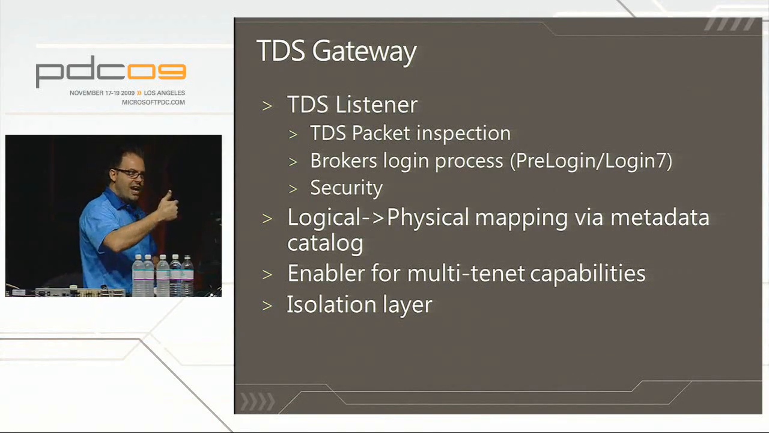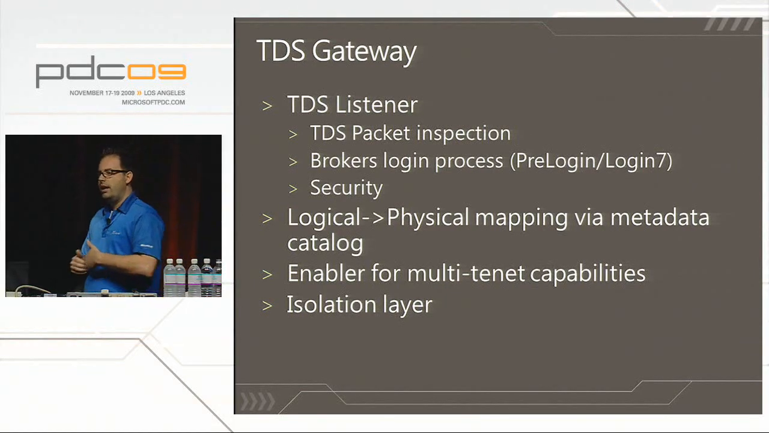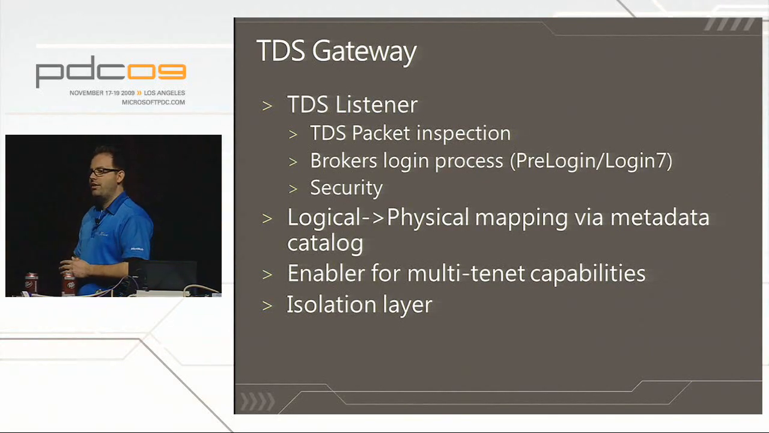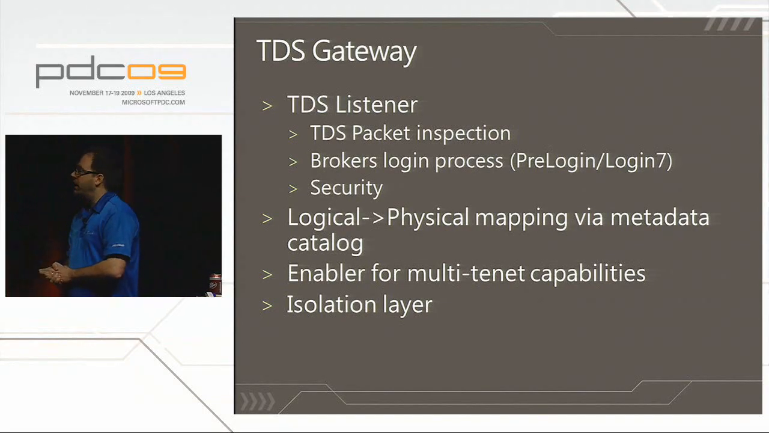Finally, we can also check to see if the state machine that's being used to govern this login process is invalid. So you can imagine that it might do something like send a pre-login packet, send a login 7.1, and then resend a pre-login packet as a way of trying to confuse the service. We understand that state machine, and we can block those things from happening.